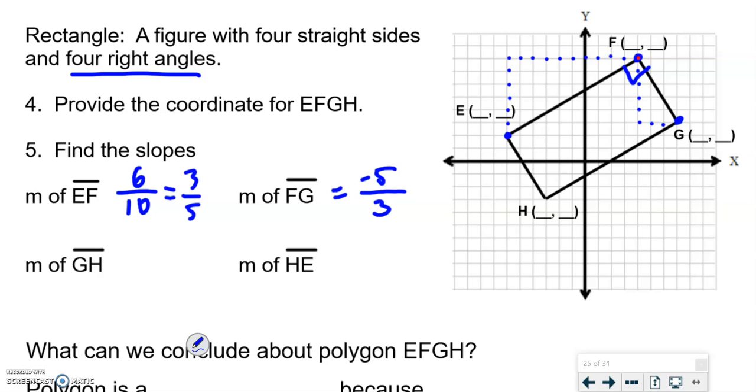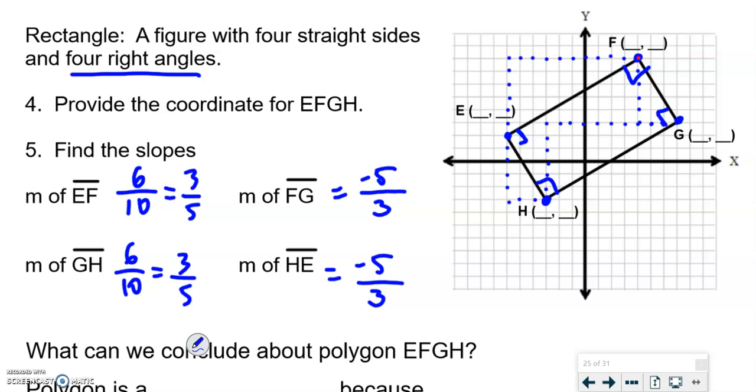And then GH. So here's G and here's H. So from here to here, I have to rise 1, 2, 3, 4, 5, 6. And the run 1, 2, 3, 4, 5, 6, 7, 8, 9, 10. So 6/10, and can be reduced down to 3/5. And then finally HE. So here's H and here's E. So from here, I have to go down 1, 2, 3, 4, 5. So it's -5, and run 1, 2, 3. Yep, this shows us that, again, it is perpendicular to each other.